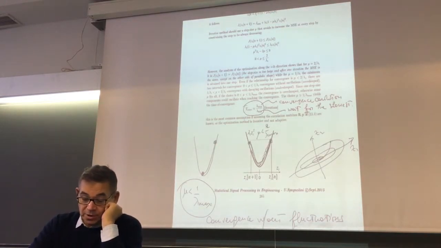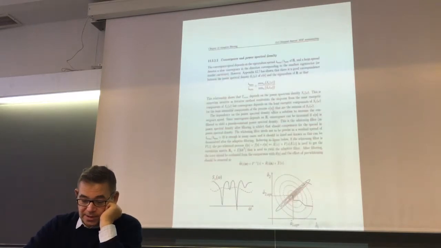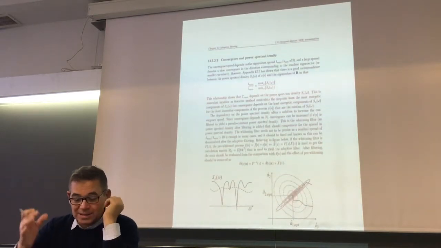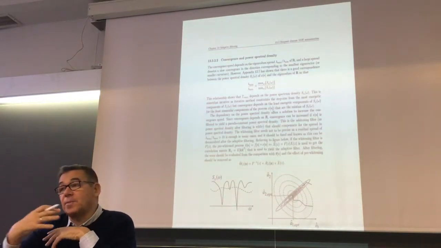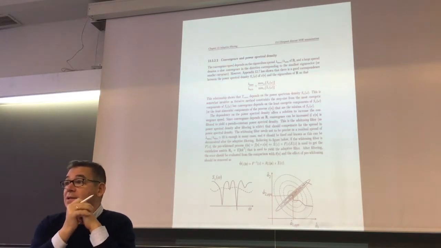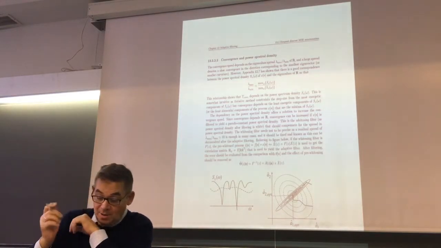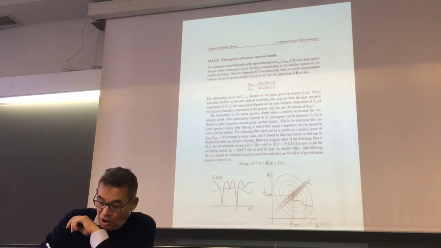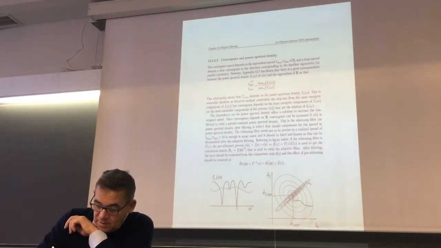So now let's continue on that. Since the convergence time depends on the ratio between lambda max and lambda min, remember lambda max of the matrix R and lambda min of the matrix R.